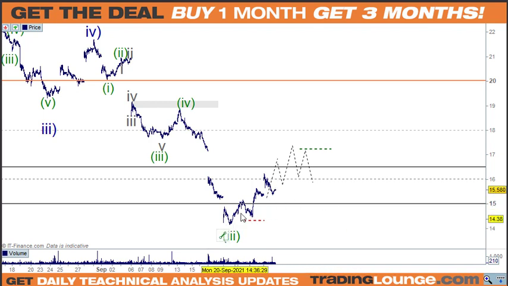But it'd be nice to see if we get 5 waves up here first. I don't know if that's corrective or impulsive at this point. You could look at it both ways. It's not going to make much difference at this point.